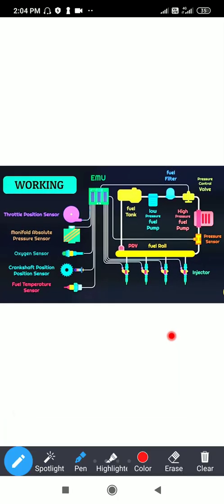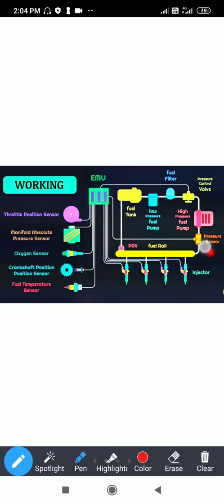See dear students, this diagram you can draw for two concepts: one is the electronic petrol injection system as well as the common rail direct injection system. For both you can draw the same diagram. Now you can see in the construction there are injectors, 1, 2, 3, 4 injectors, and this is the common fuel rail, where the fuel is commonly filled. From this common rail, fuel is supplied to each and every injector.